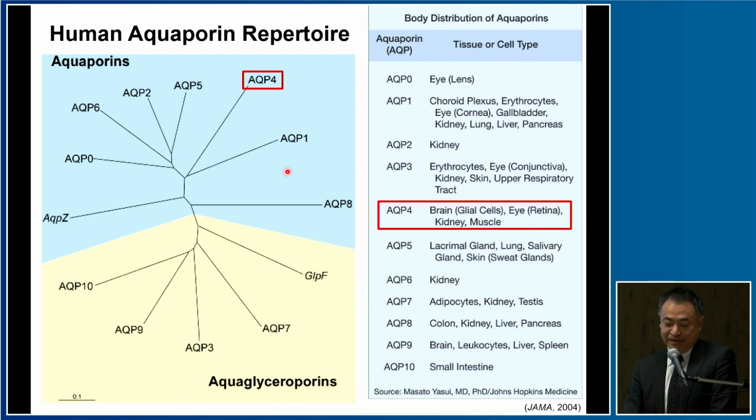In mammals, we have 13 isoforms, from aquaporin 0 to aquaporin 12. Today I'm going to focus on aquaporin 4. Aquaporin 4 is permeated by water, but some aquaporins, such as aquaporin 3, are permeated by glycerol, urea or other small molecules in addition to water. Aquaporin 4 is distributed in the brain, especially in astroglial cells, and in the eye retina, kidney collecting duct and muscle.